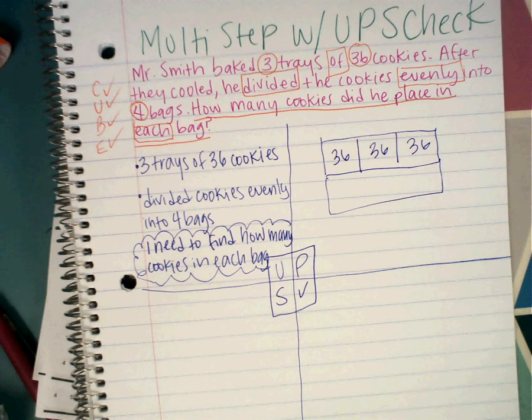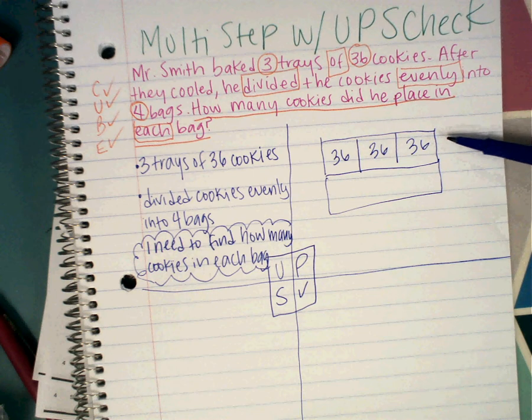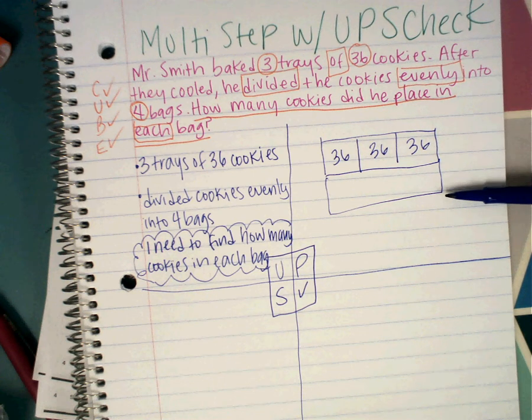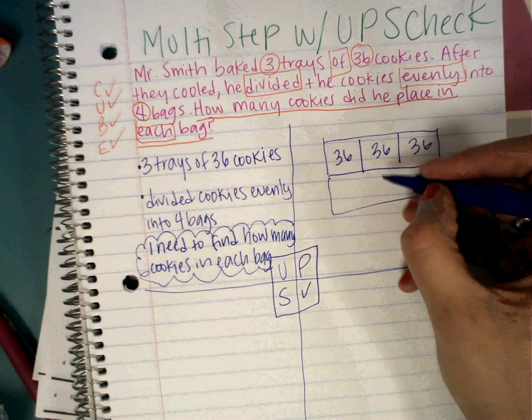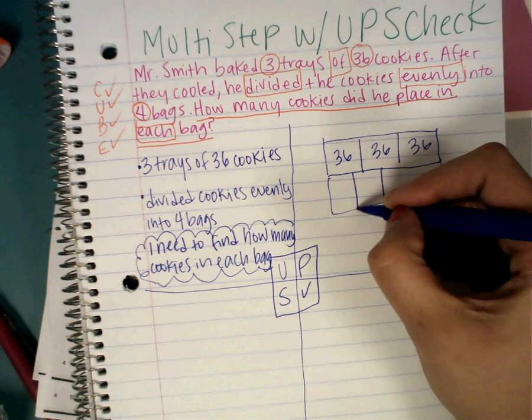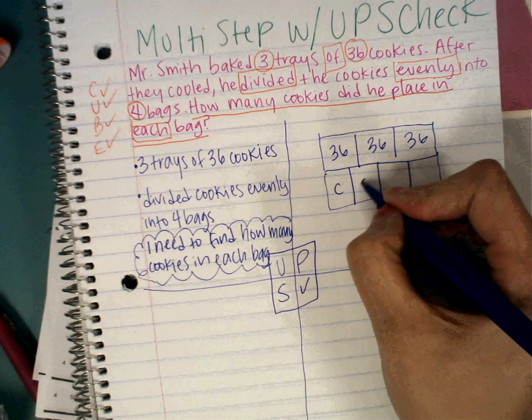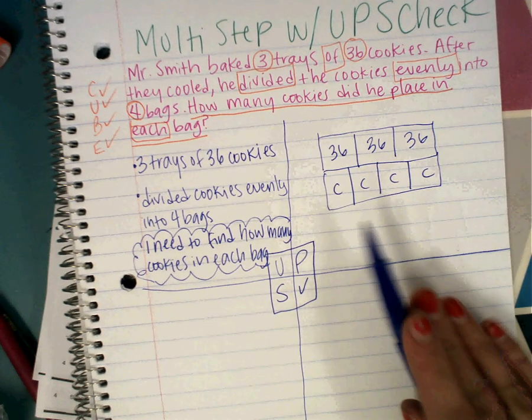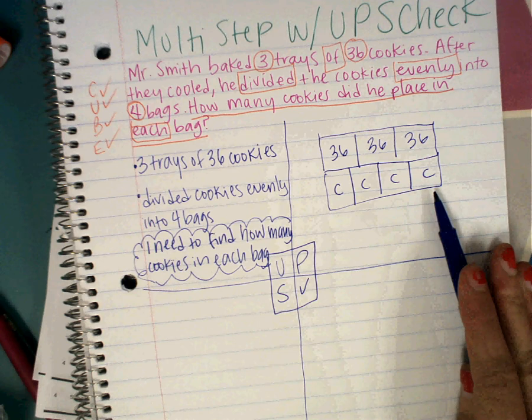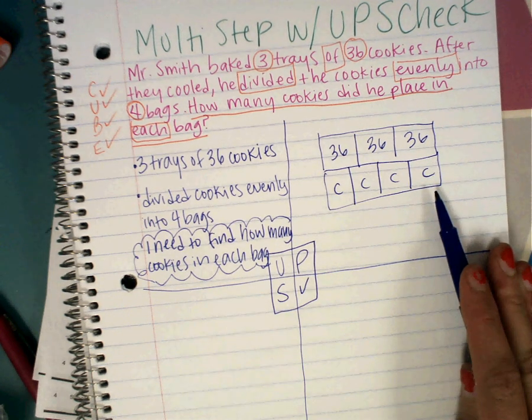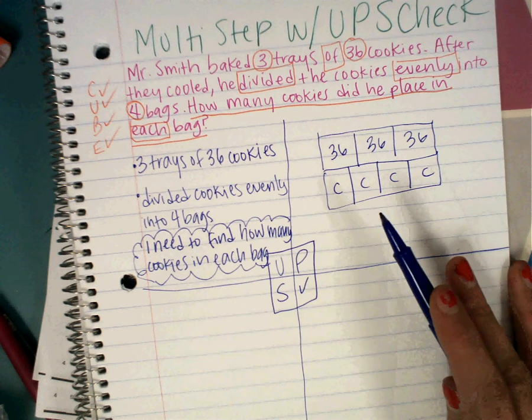Then it says that he divided those cookies, however many cookies this is equal to, into 4 bags. So this part down here I'm going to divide into 4 parts. Bam, bam, bam. And I'm going to label this C for cookies. And that represents that in each of those 4 bags there's going to be an equal number of cookies. That's why I can use the same letter. If it were different numbers of cookies in each bag, well then I would have to use different letters like A, B, C, D.